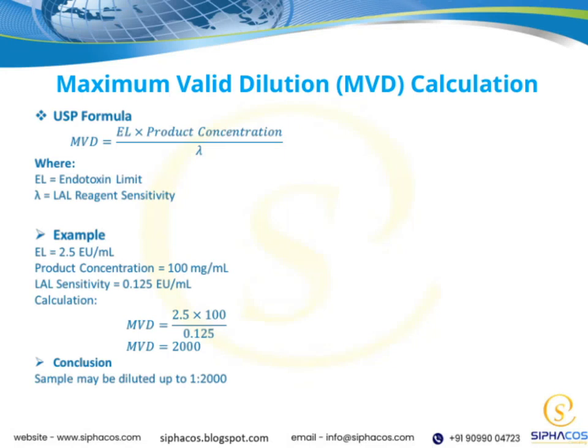Now, let's talk about maximum valid dilution, or MVD. This calculation helps us understand the highest level we can dilute a substance while still reliably detecting it. It's a crucial step for ensuring accuracy in measurements, especially when working with very low concentrations. By knowing the MVD, we avoid wasting resources on dilutions that won't give us meaningful results. It's all about finding that sweet spot, the balance between sensitivity and practicality.